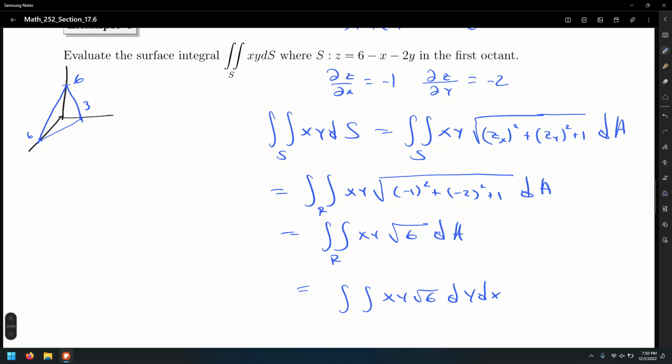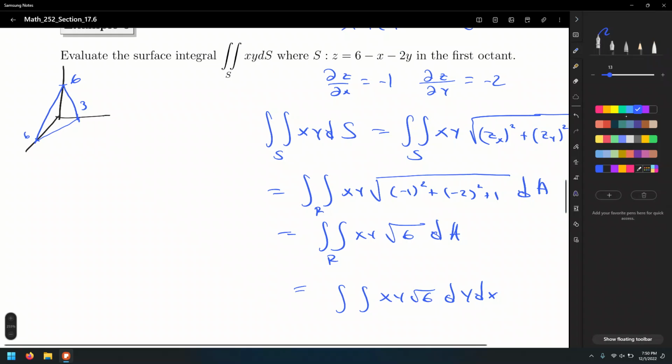Hopefully it works. Again, we need to see what's going on in the shadow here. That's the projection onto the xy plane, and that's going to give us the following graph. That's this line right here, for which the x-intercept is 6 and the y-intercept is 3.